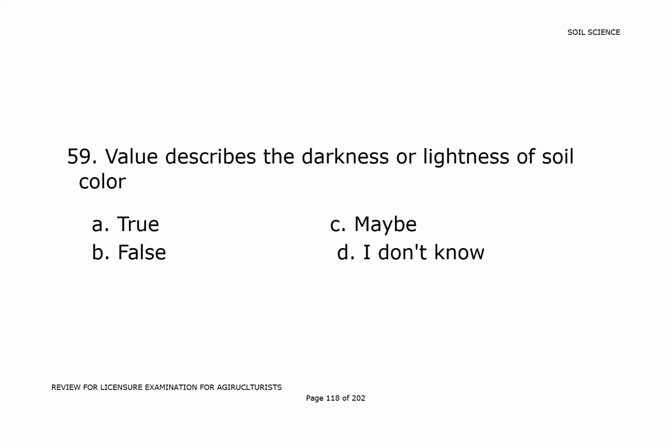The answer is true. Number 59. Value describes the darkness or lightness of soil color. A. True. B. False. C. Maybe. D. I don't know.